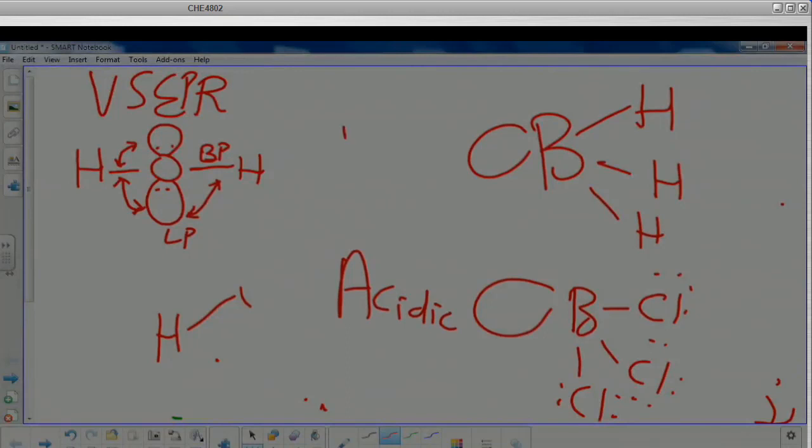This is acidic. However, this is non-acidic. What do you think is the reason? In both cases the boron has an empty p orbital to accept a pair of electrons. However, boron trichloride is more acidic than the other one. And that logic doesn't need honors. It's just first year logic. Why do you think boron trichloride is more acidic than boron hydride?